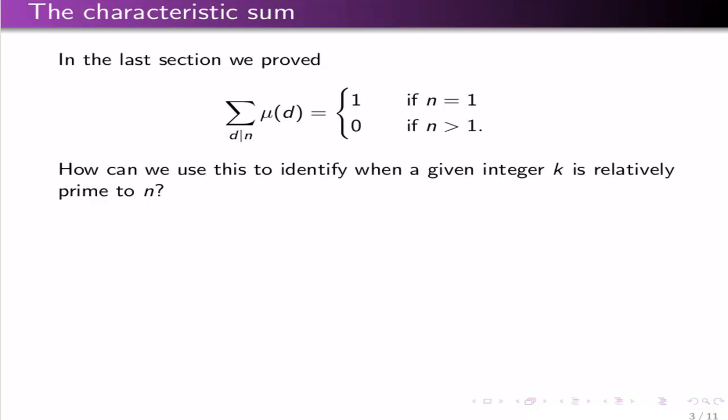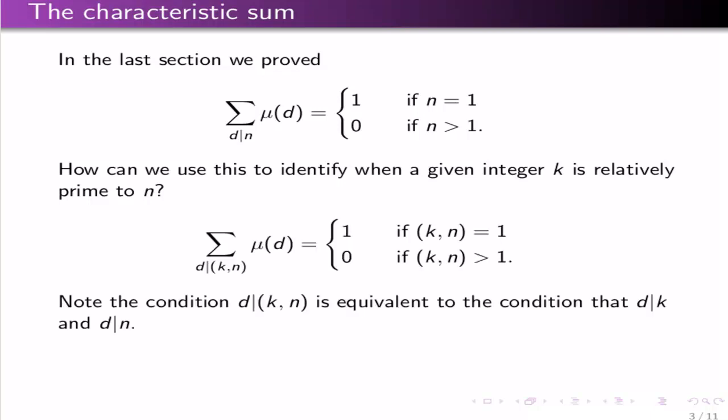So let's recall the characteristic sum property of the Mobius function. If we sum over the divisors of n of mu of d, this will equal 0 for all integers except for 1, where it equals 1. Now, I want to use this as a characteristic function for a different set. So let's see, how can we use this to identify when a given integer k is relatively prime to n? So think of n as being fixed, and I want to identify when a given integer k is relatively prime to n.